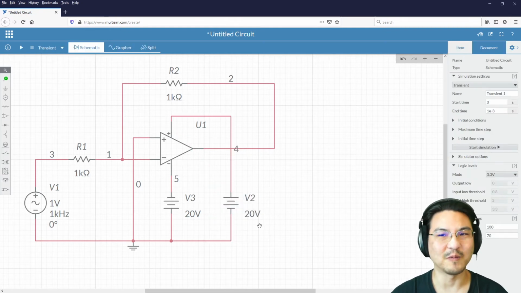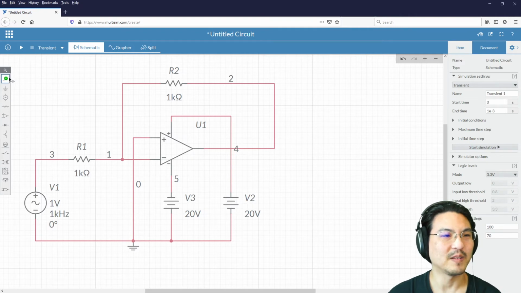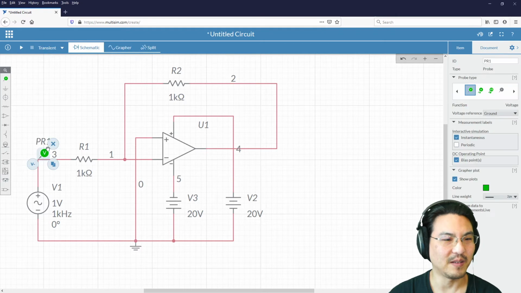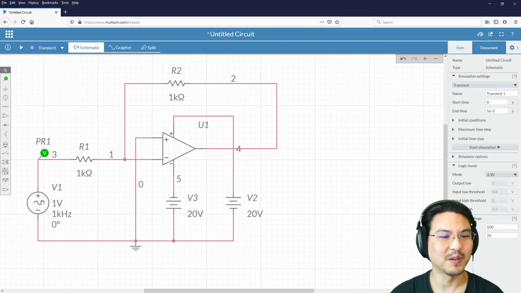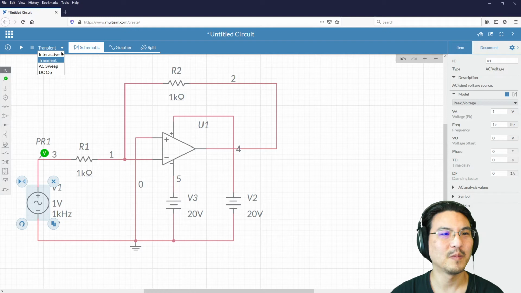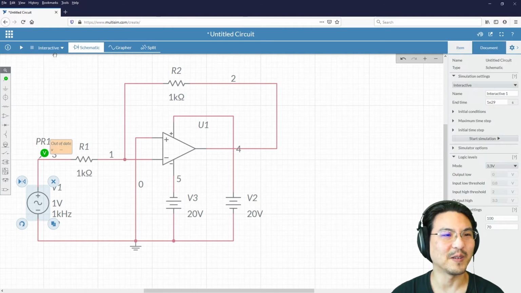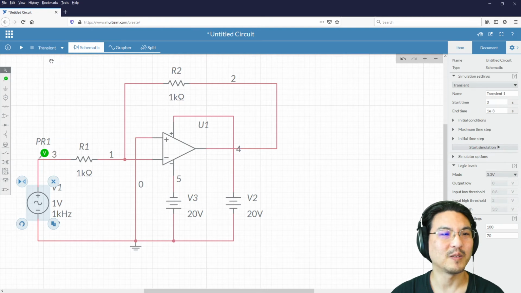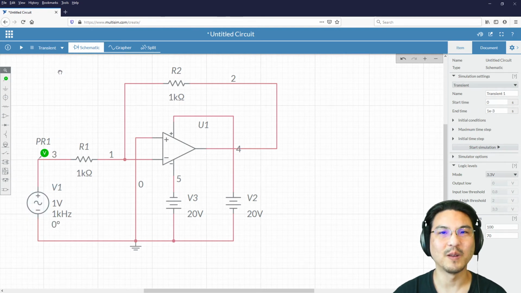All right. So we're about ready to run this. So let me put a probe here. So that's just going to measure this input signal. So I'm going to run it. I'll see up here for the simulation, transient, right? There's different, this runs basically in real time. Transient will just run one period of the sinusoid.